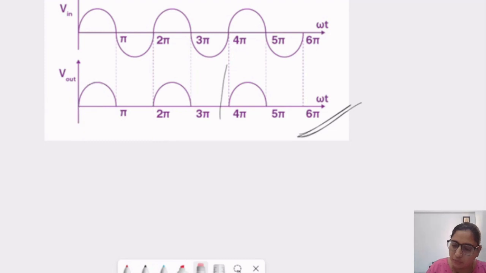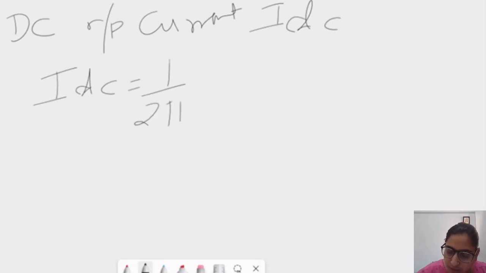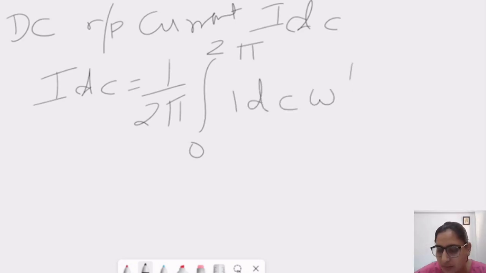What will be the output current? Now, what will be the DC output current? DC output current is nothing but IDC. So IDC here is 1 upon 2 pi, because the period of one sine wave is 0 to 2 pi. So we are integrating over 0 to 2 pi of I omega t. Clear? So this is the DC output current of the half wave rectifier.